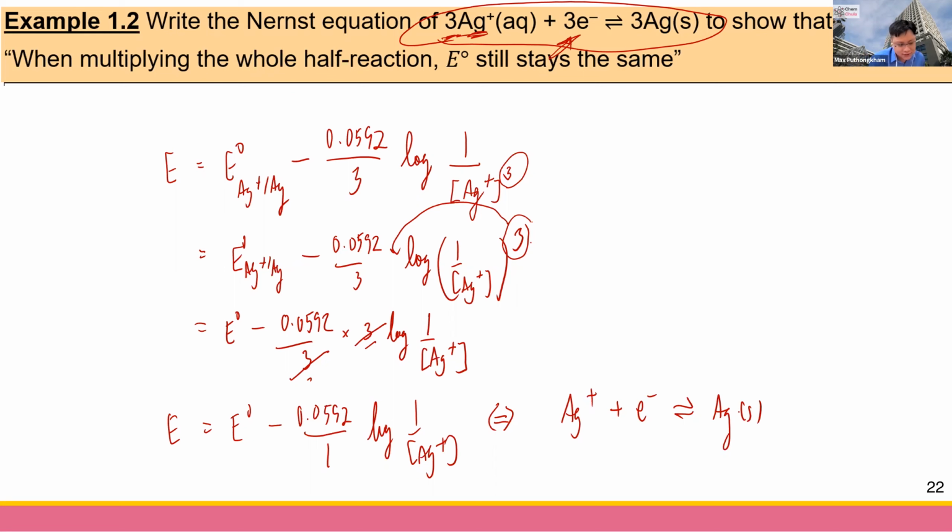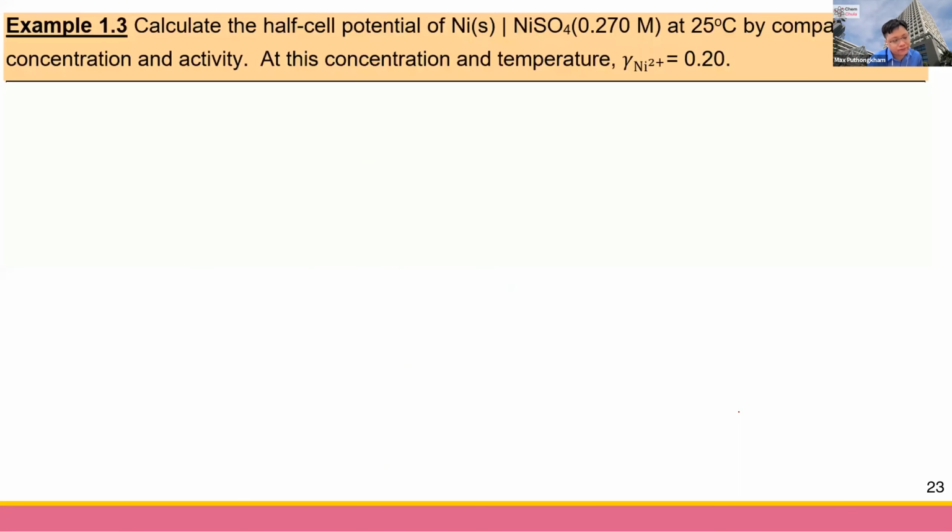All right. So let's do the next example. The next example is the only place where I want to show you that the activity coefficient matters, but we are not doing it in the exam. But let's do it. Calculate the half cell potential of nickel sulfate at 25 degrees Celsius by comparing using concentration versus activity, given the activity coefficient gamma equal to 0.2. So we have to do it in 2 ways. The first way is using just concentration.